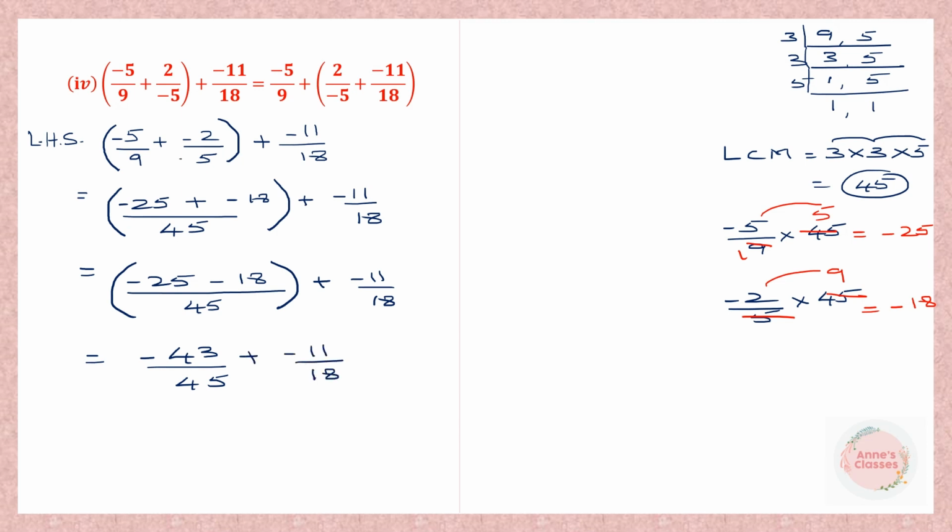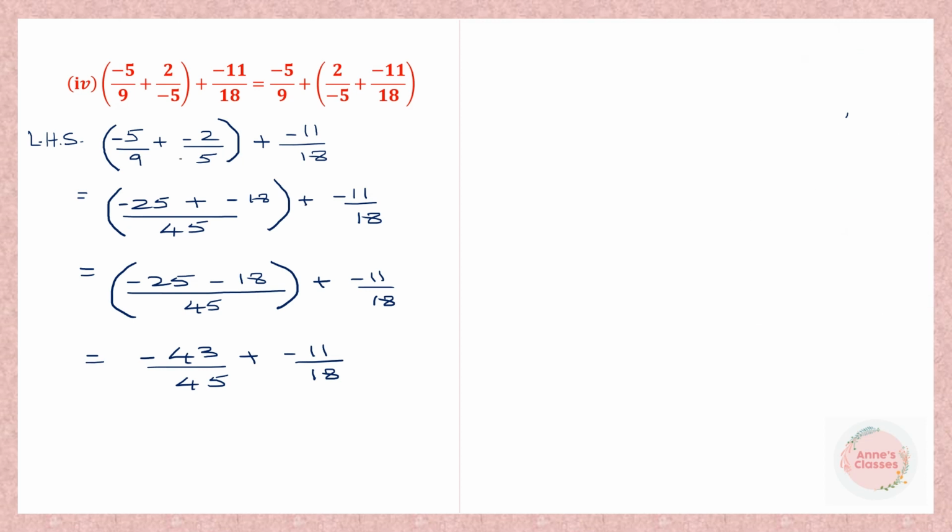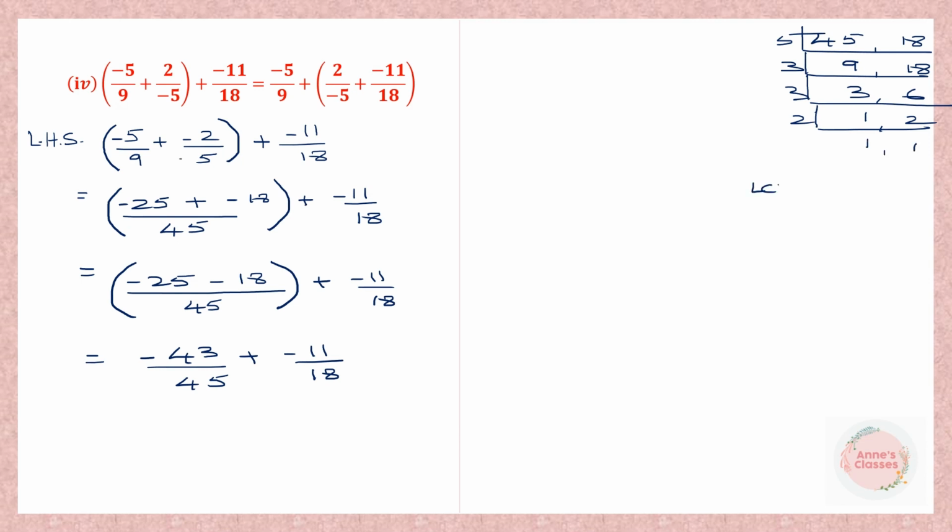Now we have to find the LCM of 45 and 18. So let's take 45 and 18 and find the LCM. Let's begin with 5. 5 nines are 45. Bring down 18. Now you can use 3. 3 threes are 9. 3 sixes are 18. Continue with 3. 3 ones are 3 and 3 twos are 6. This time continue with 2. 1 and 1. So let's write the LCM. LCM is equal to 5 into 3 into 3 into 2. 5 threes are 15, 15 threes are 45, 45 twos are 90. So the LCM here is 90. So let's write that. So here the LCM is 90.